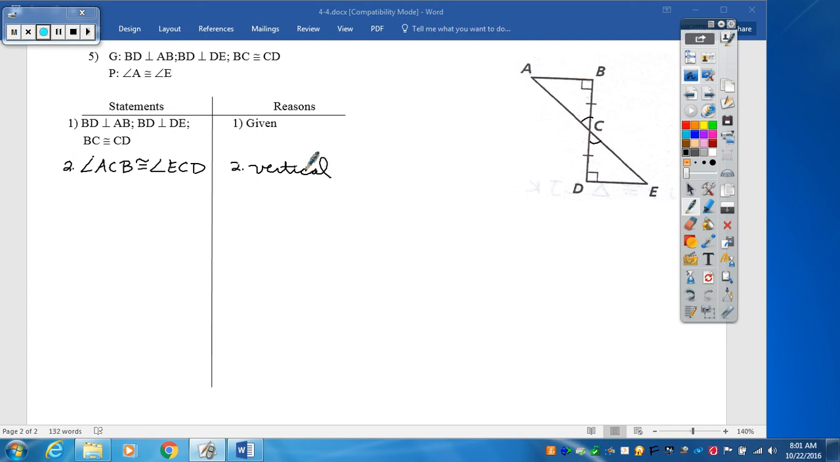And I'm going to say because vertical angles are congruent. Okay, so that was pretty simple there. Now, as I look at my given, they marked out the given in our picture over here. I will never do that for you guys, okay?